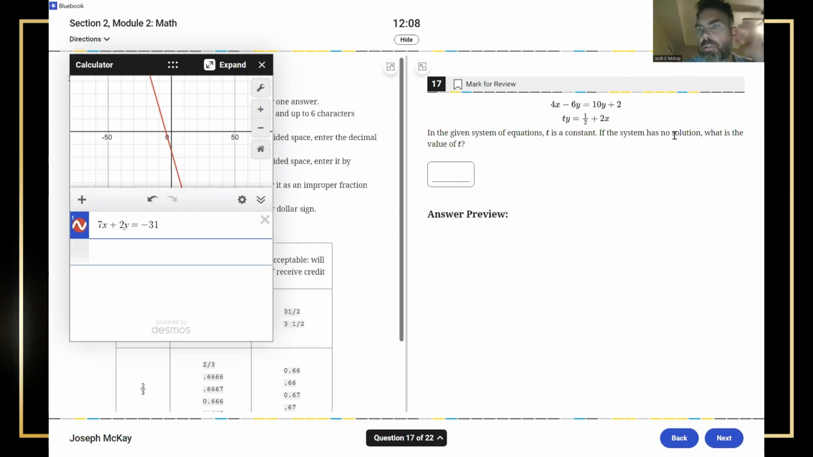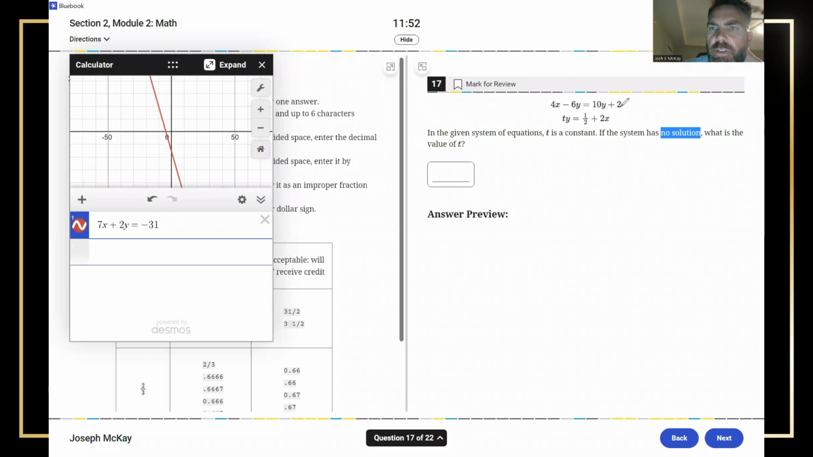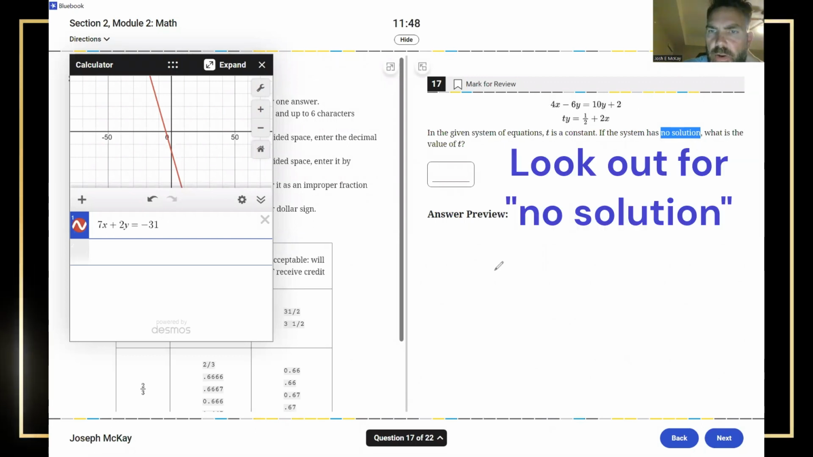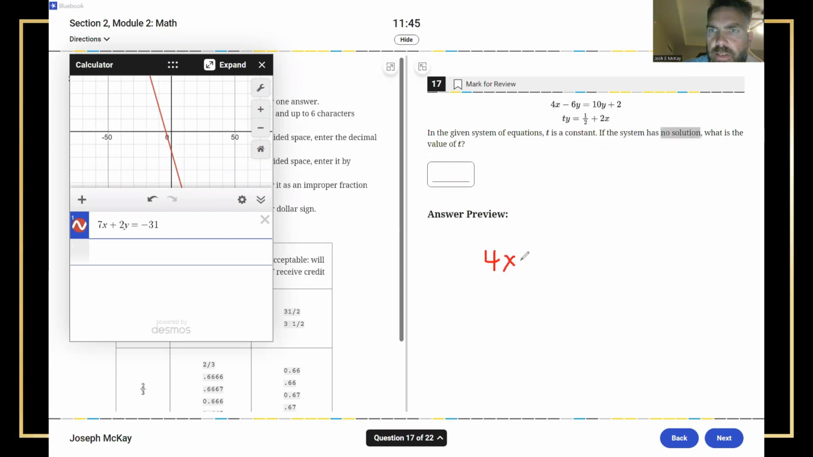T is constant, system has no solution. Okay, so when you get this no solution, it means your x and y coefficients are proportional. They used to do this a lot on the old paper SAT. So I'm going to subtract this 10y over on this top equation. 4x minus 16y equals 2. And I'm going to do the same thing with the x on the bottom equation: minus 2x plus ty equals a half.